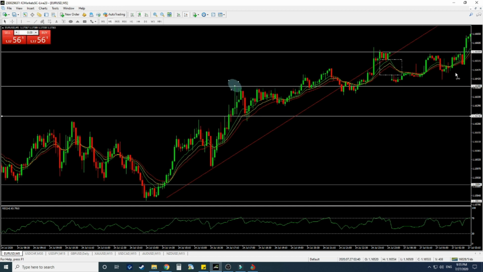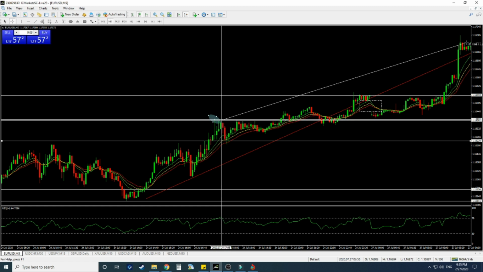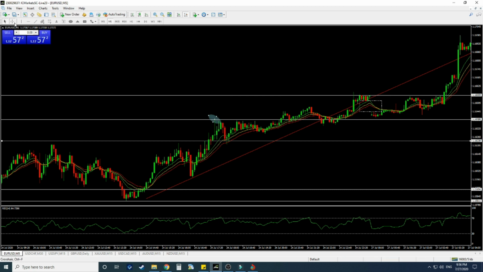See that one? It broke, and you have gained so much pips from this one. 500 pips in this 5 minute candle from here. 122 candles from this one to there. Do you see that one? 122 candles, 541 pips.